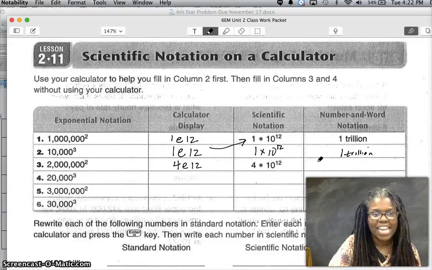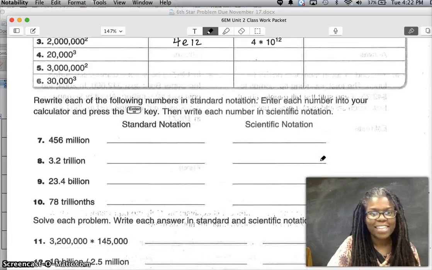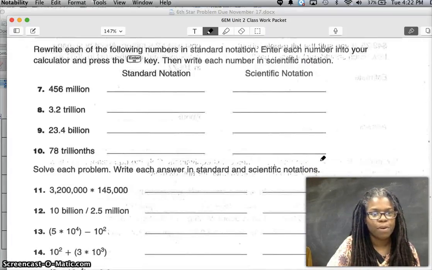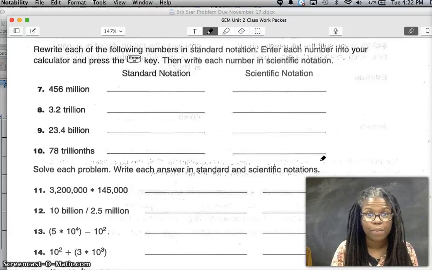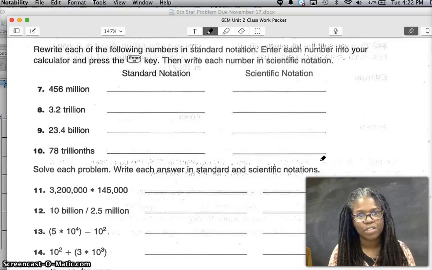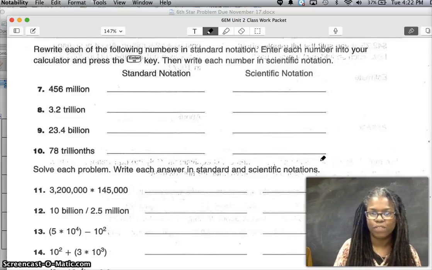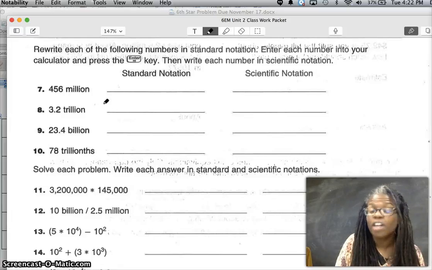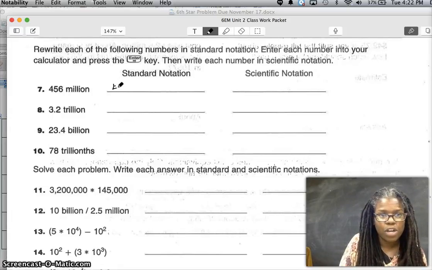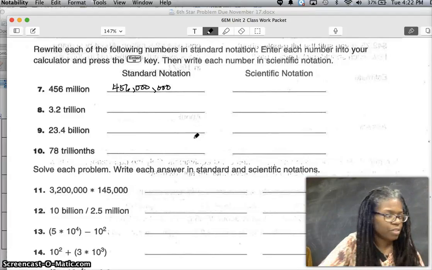Let's take a look at the next set of directions. When I look at this next set of directions, for numbers 7 to 10, it asks me to rewrite each of the following numbers in standard notation, then enter each number into our calculator, press the enter key, and then write each number in scientific notation. So here I have the number 456 million, and I know that with my millions I have 6 zeros after, so it should look something like that. So that's my standard notation.